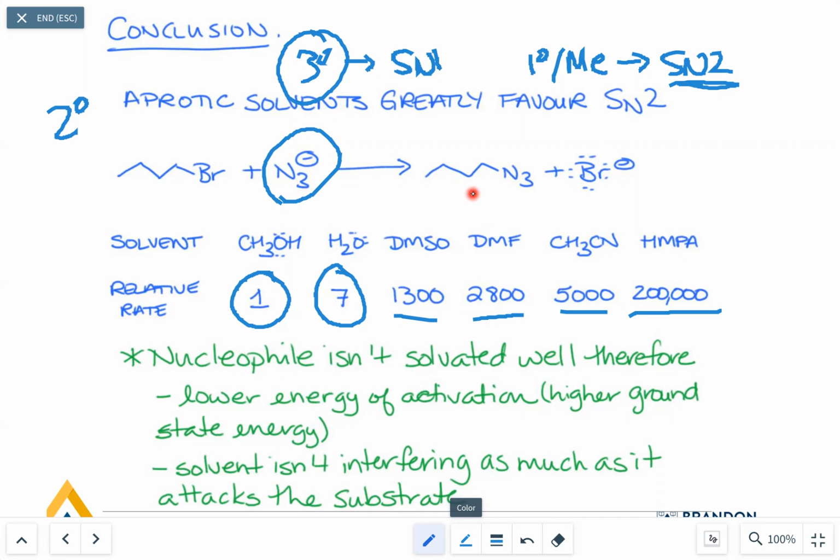So the take-home thing for today is that aprotic solvents favor SN2, protic solvents favor SN1.